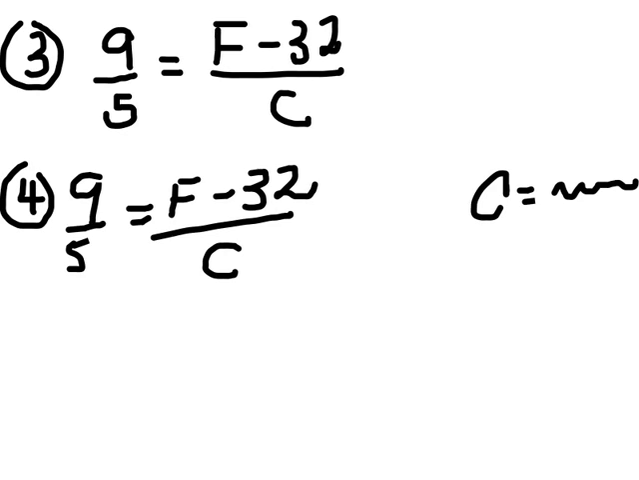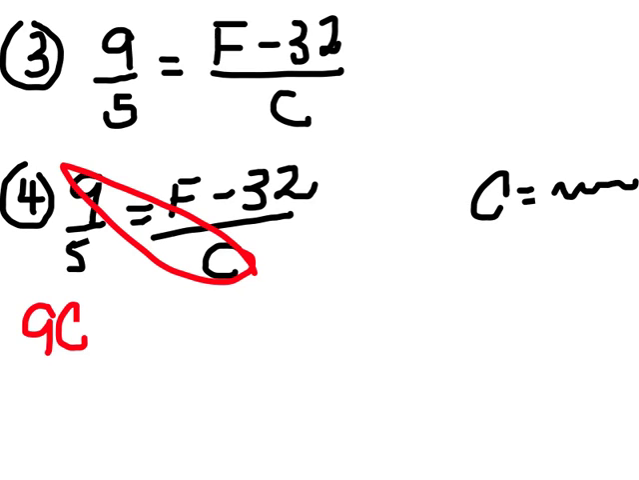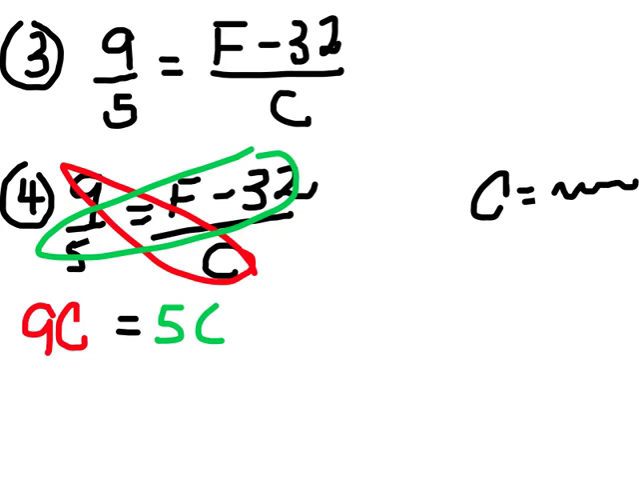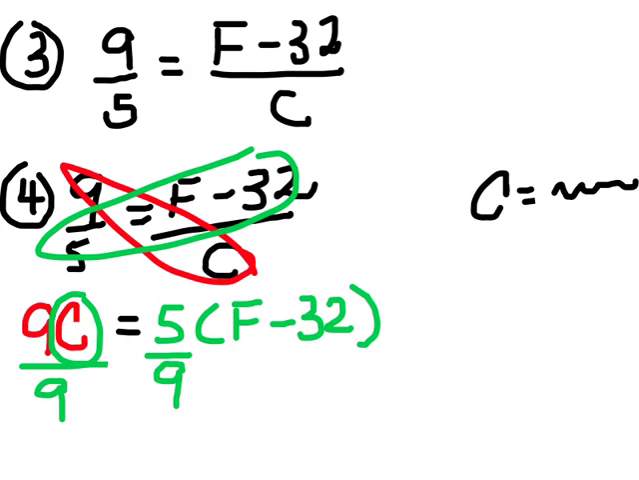So if you cross multiply, you get what? 9C. And then over here, we're going to get 5 times F minus 32. And they want C by itself, so I'm going to circle C. What do I do to get C by itself? Divide by 9. Now I'm going to write it a particular way. I could draw the fraction bar across the whole thing. I could have put that fraction bar from 5 all the way through F minus 32, or I can just write it like this.